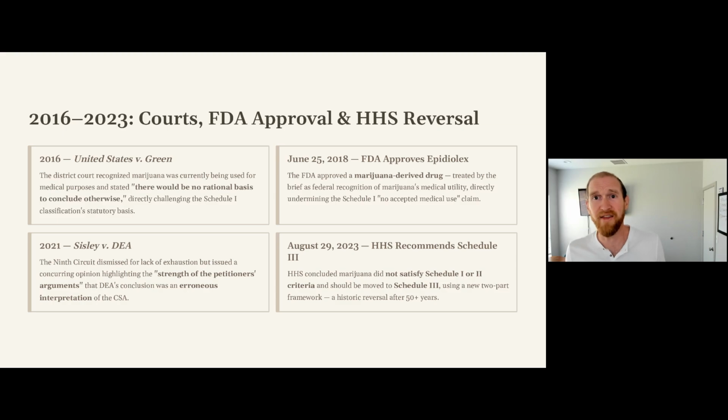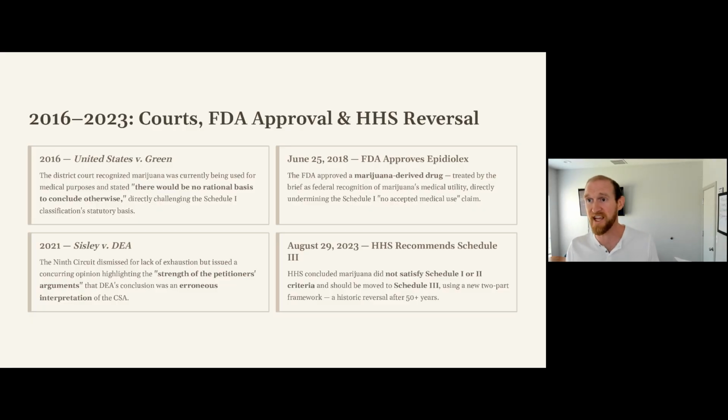Okay, and then in United States versus Green, the district court recognized marijuana was currently being used for medical purposes and stated there would be no rational basis to conclude otherwise. Sisley versus the DEA: what happened here was the plaintiff didn't go through all of the administrative proceedings to get this court going, so it got thrown out, but the judge highlighted the strength of the petitioner's arguments that the DEA's conclusion was an erroneous interpretation of the CSA.